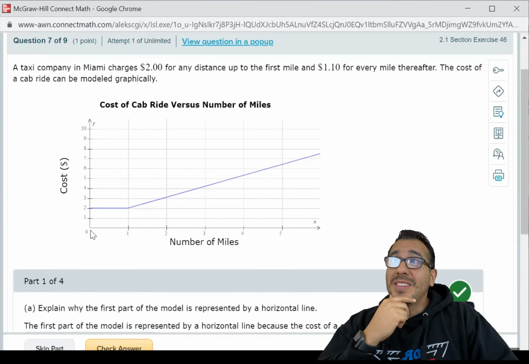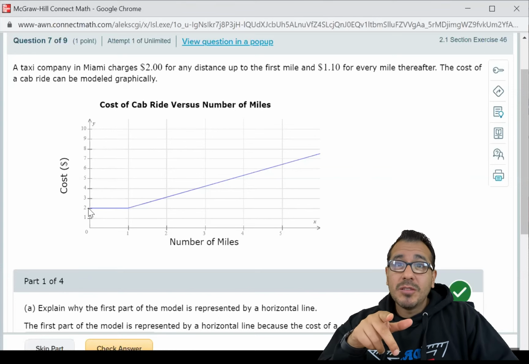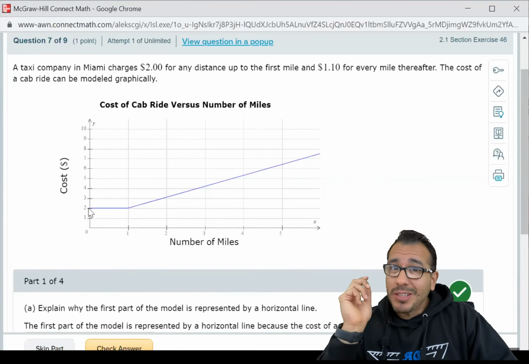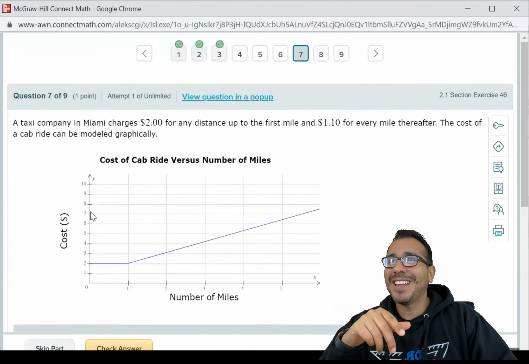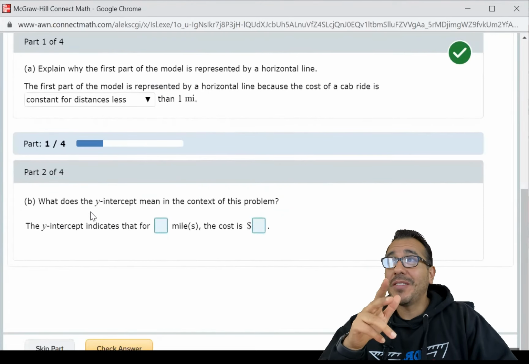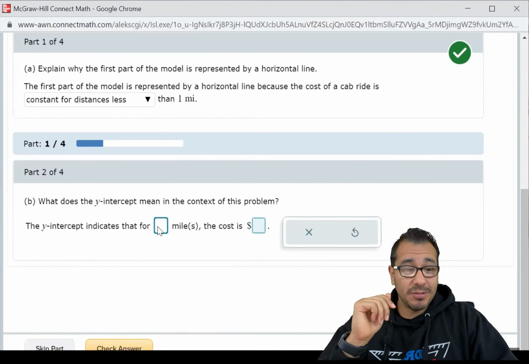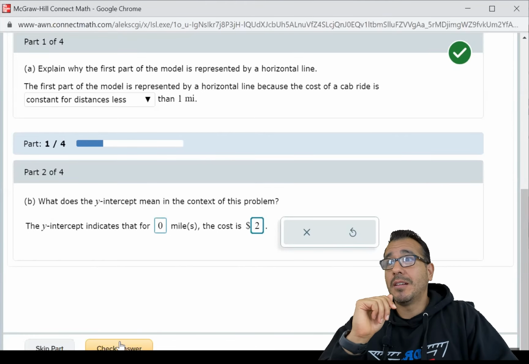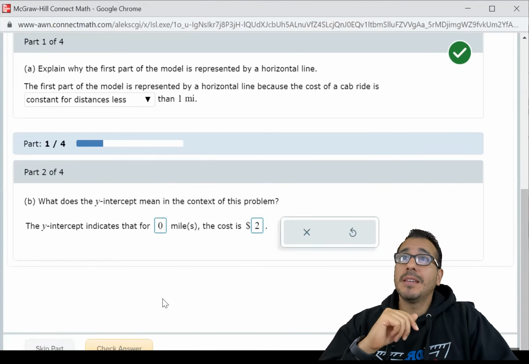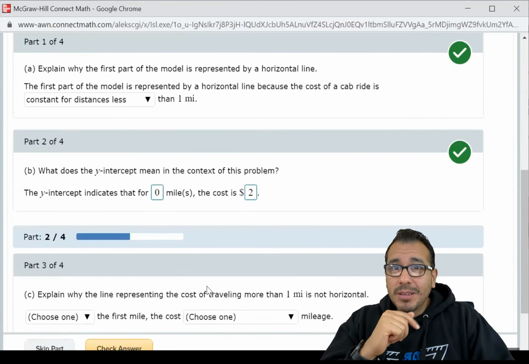Well, when you've driven 0 miles, right, they charged you $2. So what this means is once your butt is in that cab, boom, it's $2, right? So that's what essentially it means. We haven't gone anywhere. So the y-intercept indicates that for 0 miles, that cost is $2. So for you to warm up that seat, you're getting charged $2. That's what it's telling you.